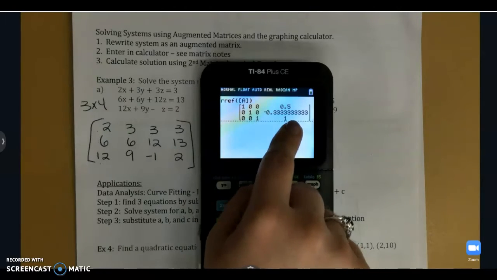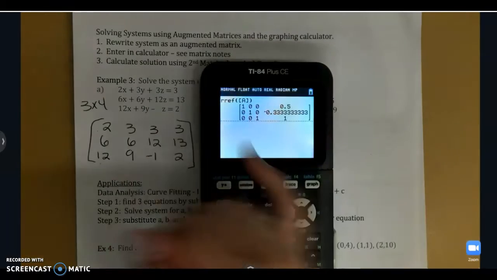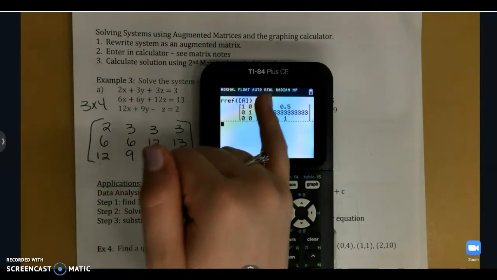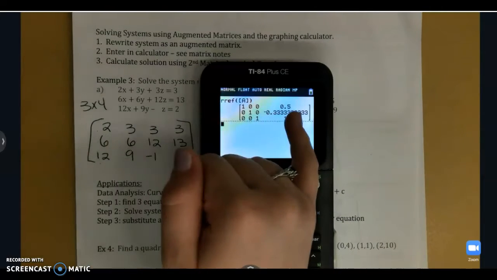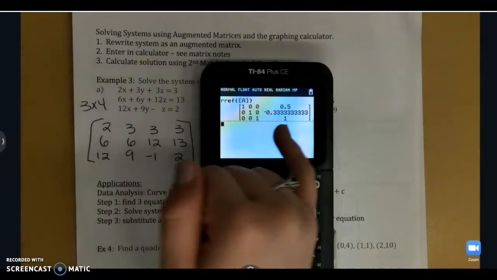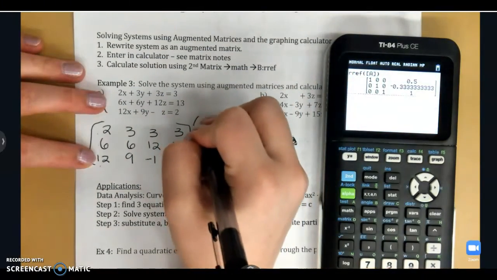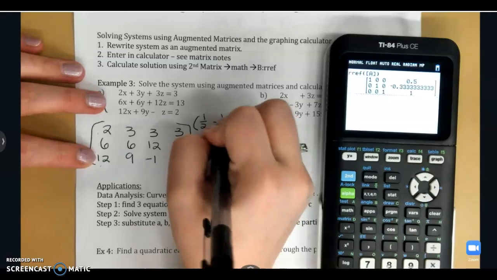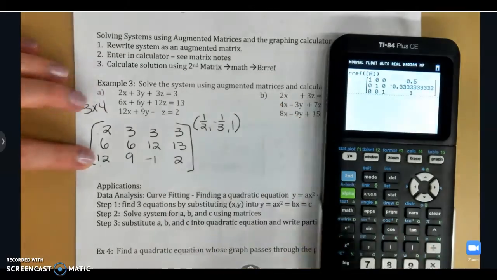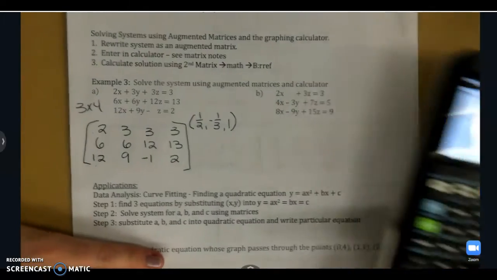So we look at the columns, we had our x's here, our y's here, and our z's here. So this is our value for x, our value for y, and our value for z. And I'm going to write that as an ordered triple. So 1/2, negative 1/3, and 1. Those are my values for x, y, and z.